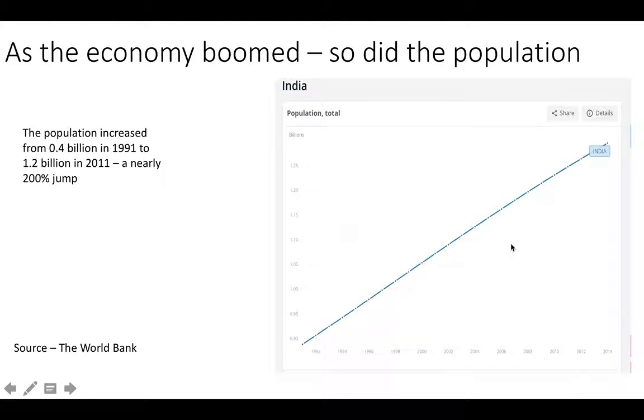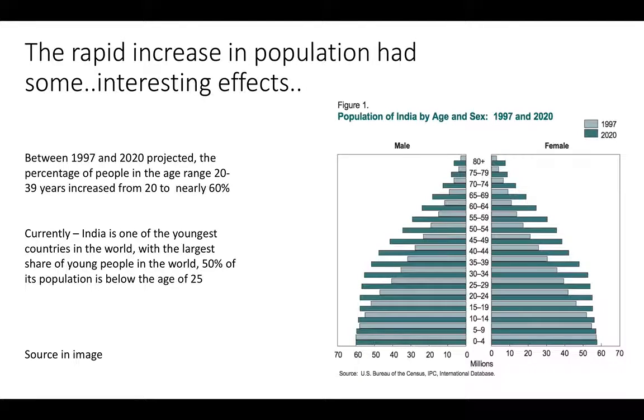It's a 200% jump. Because this rapid increase in population happened within 3 short decades, and the third decade is still going on, this resulted in skewed demographics where India progressively became younger. It happened so rapidly that currently 50% of India's population is below the age of 25, and 65% of India's population is below the age of 35. This rapid skewing towards a younger population had an interesting effect on India's politics.